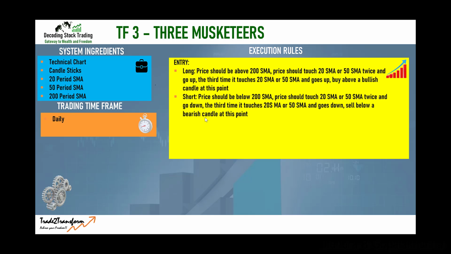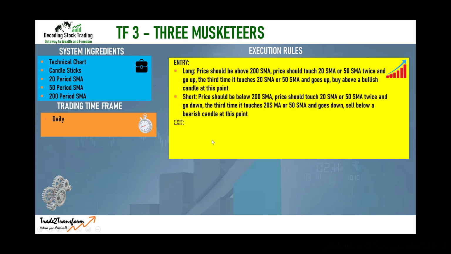So price should test the resistance in this case, at the 20 and 50 moving average twice. The third time it tests the resistance, along with that, if you see a strong bearish candle, below that candle, short the market and hold the short position. So that is the entry for long and short.